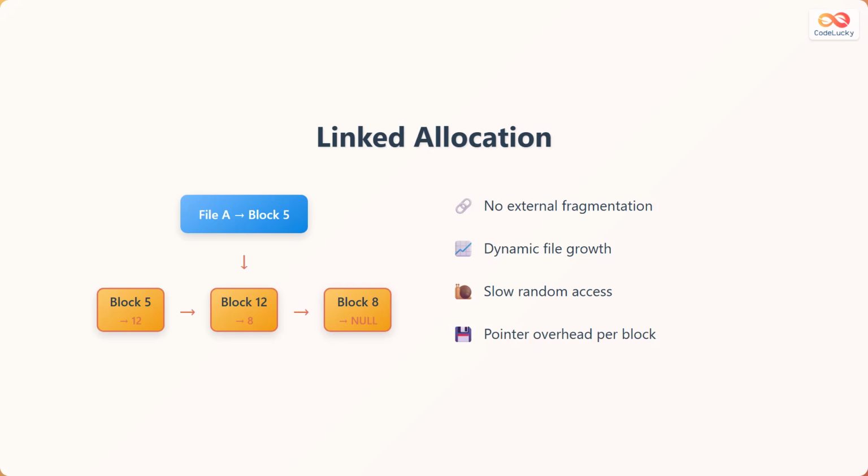This method eliminates external fragmentation and allows dynamic file growth, meaning files can expand easily as needed. However, it has slow random access because to reach block 8 we have to traverse starting from block 5. Also, there is a pointer overhead for each block, reducing the storage space available for the actual data.